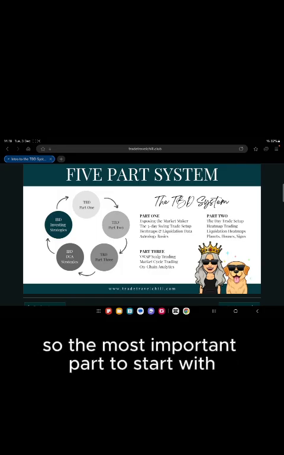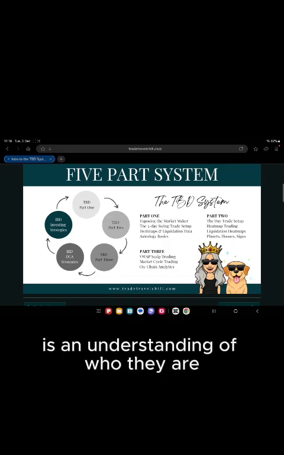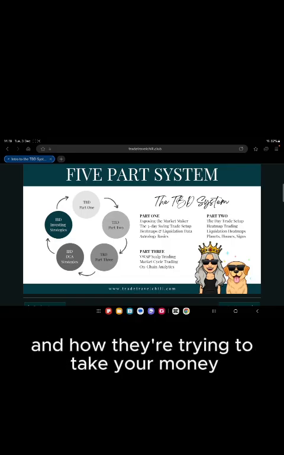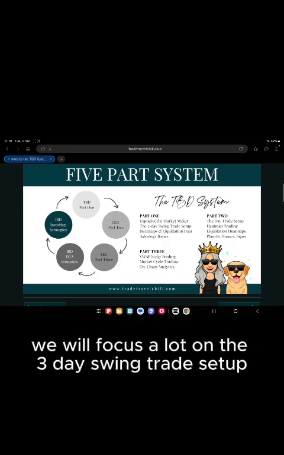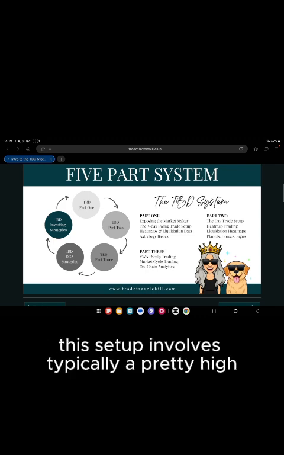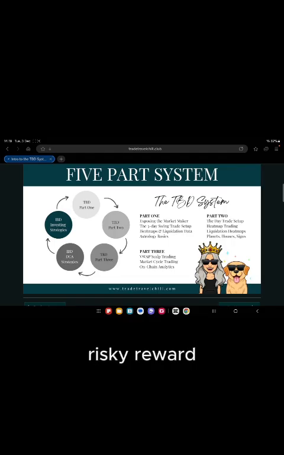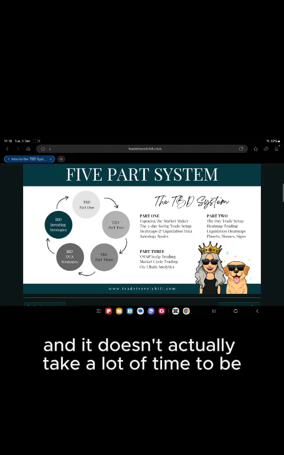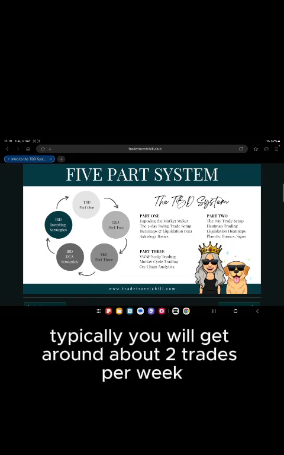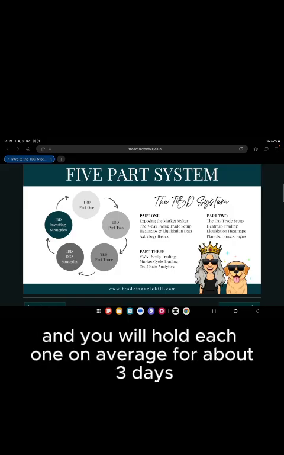So the most important part to start with is an understanding of who they are and how they're trying to take your money. In part 1, we will focus a lot on the 3-day swing trade setup, also known as the weekly setup. This setup involves typically a pretty high risk to reward, and it doesn't actually take a lot of time to be able to enter trades. Typically, you will get around about 2 trades per week per asset on this setup, and you will hold each one on average for about 3 days.